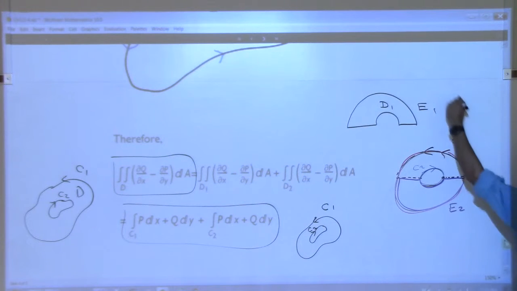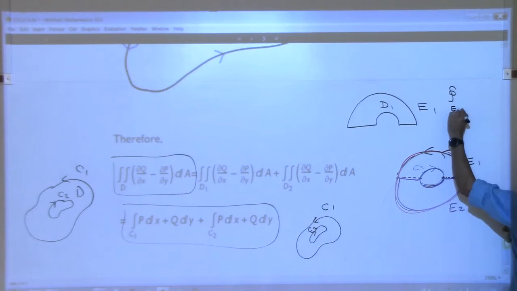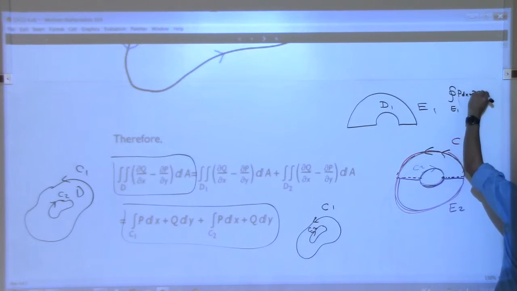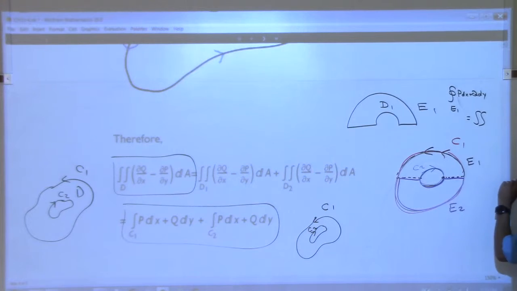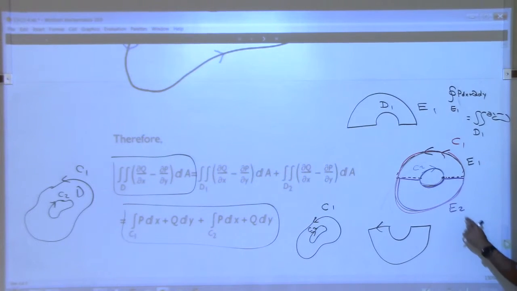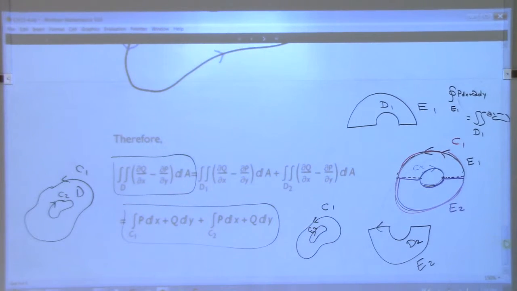The line integral over the path, which is E1, of P dx plus Q dy, should be equal to the double integral over D1 of the partial derivatives. Yes? That's what that one says. Now let's look at the bottom half. We are positively oriented, right? So that's E2 and that's D2. The line integral over E2 of P dx plus Q dy is equal to the double integral over D2 of the partials, right?